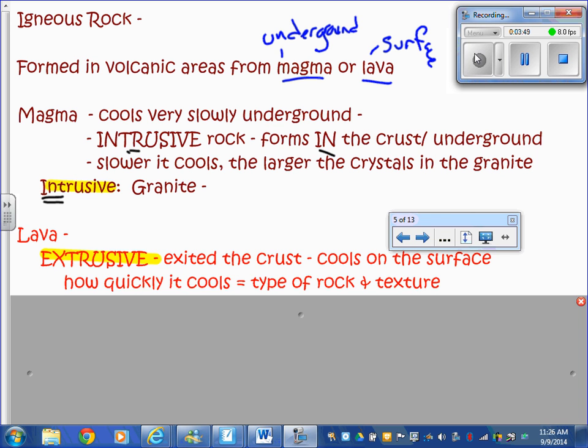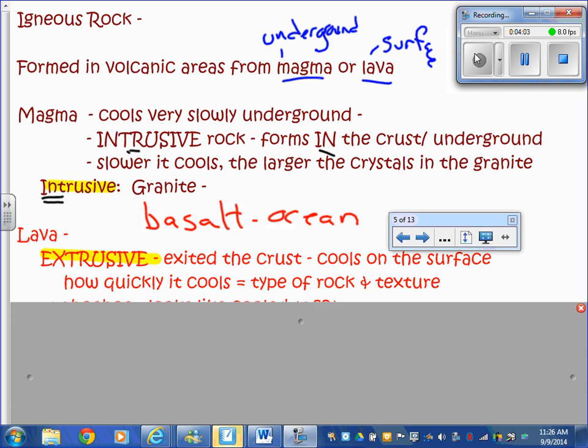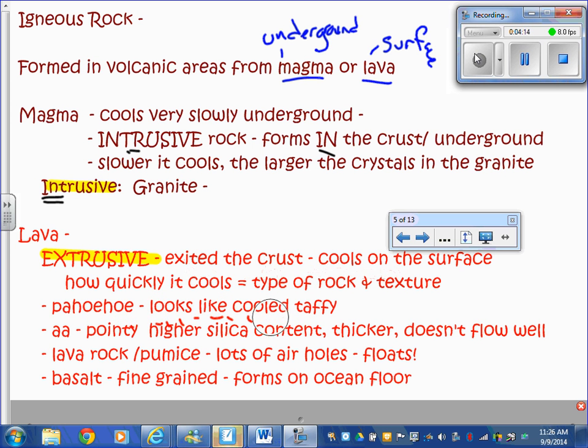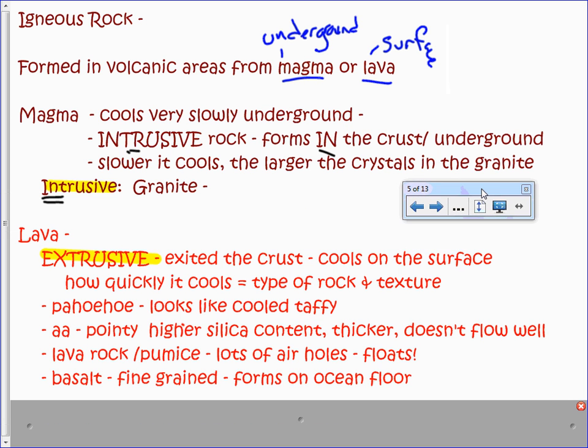Other examples of igneous rock include basalt, which is in the ocean crust. It's generally very black. It looks a little bit like granite, except it's very black. This basalt is an extrusive rock because it's on the ocean floor. Even though it says ocean crust, it's on the surface of the crust. So, lava rock is extrusive. It has exited the crust. Extrusive, exit. It cools on the surface, and it cools much more quickly.